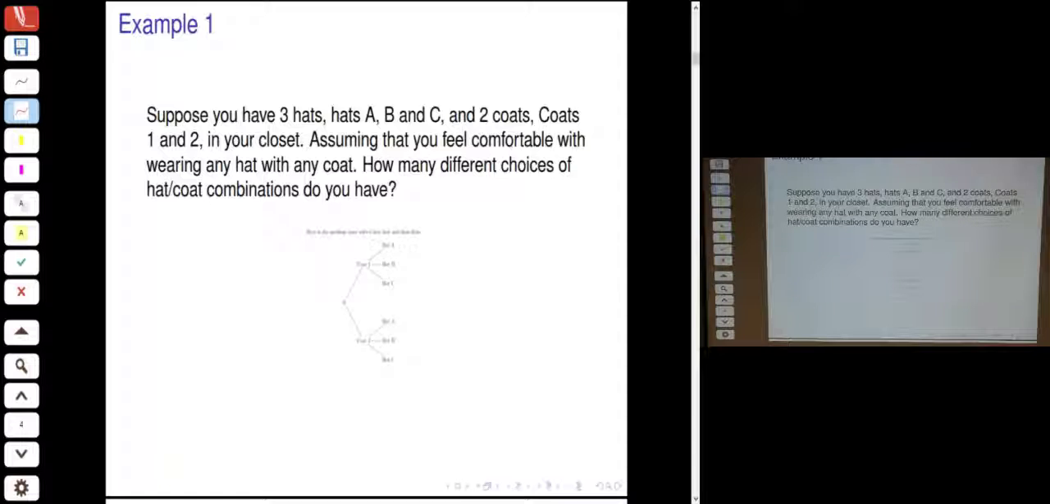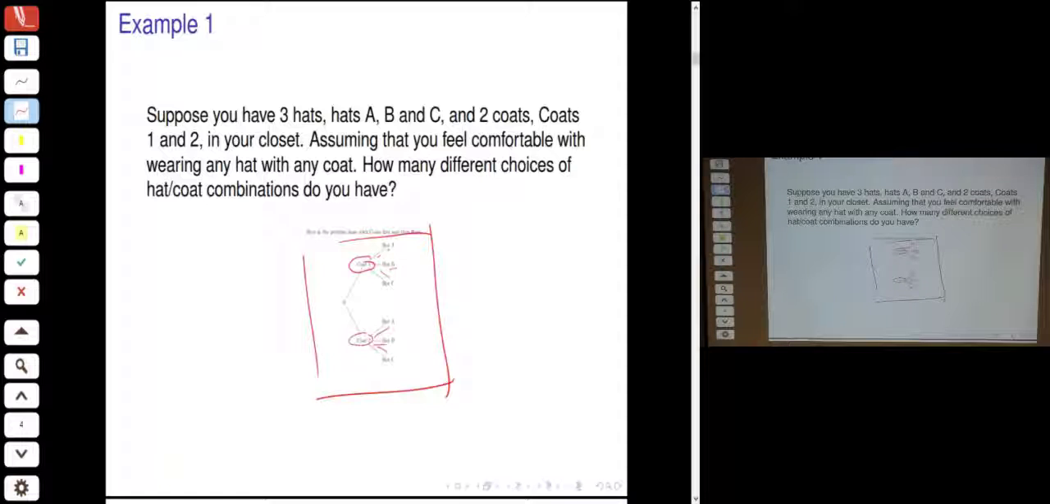So look at this picture. Okay. So I hope all of you can see. So you have coat 1 and coat 2, and then along with coat 1 you have hat A, hat B or hat C. Similarly, along with coat 2 you have hat A, hat B or hat C. So it is in the form of a branching process or a tree.